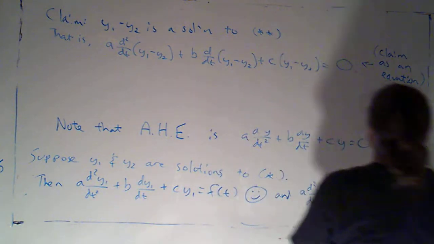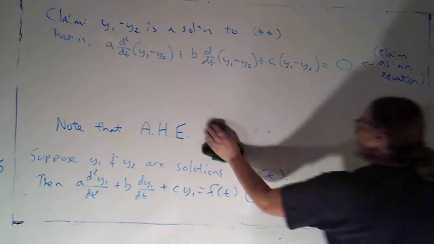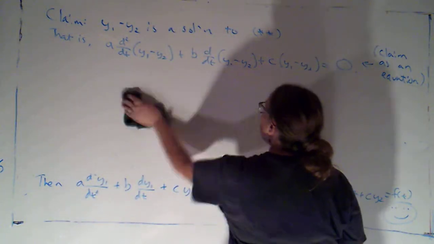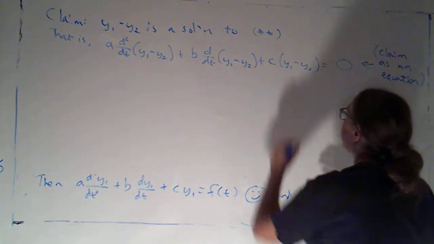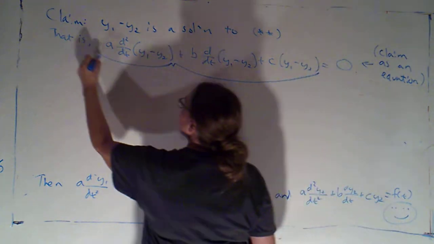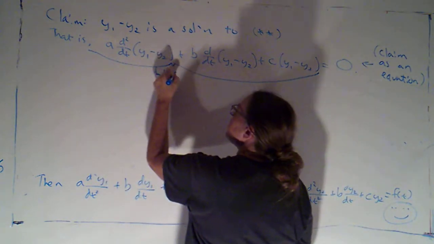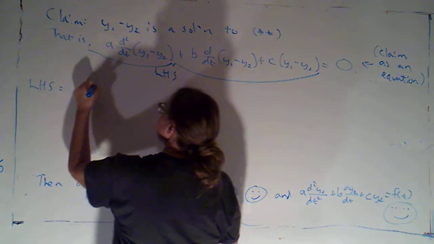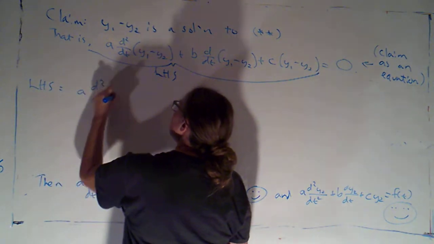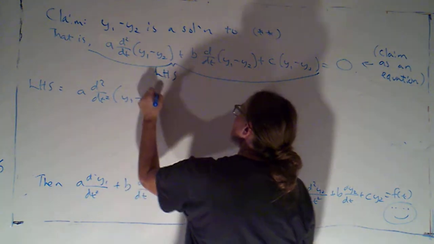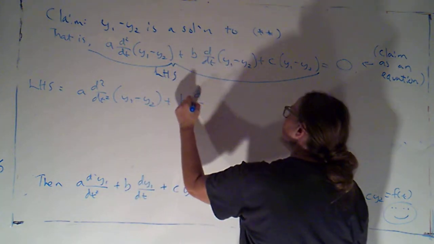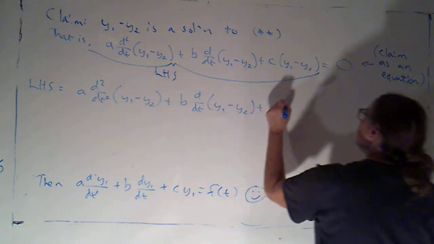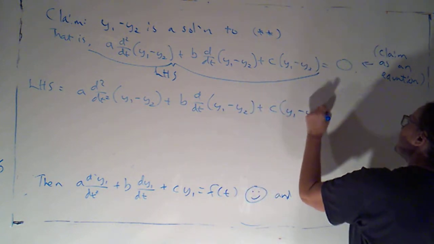And what I'm going to do is simply start with that left-hand side and simplify it, and hope that I can simplify it to 0. So if I call this the left-hand side, I can say the left-hand side is a times the second derivative of y1 minus y2, plus b times the first derivative of y1 minus y2, plus c times y1 minus y2.